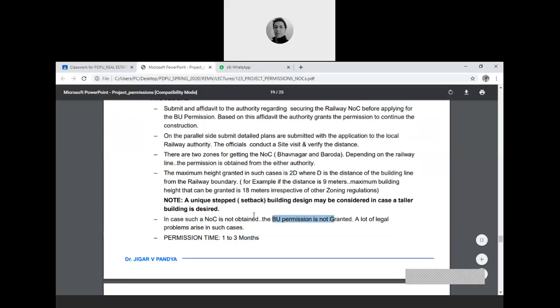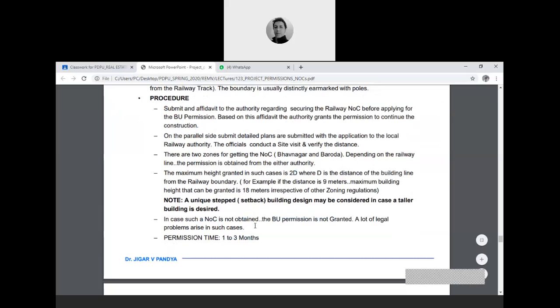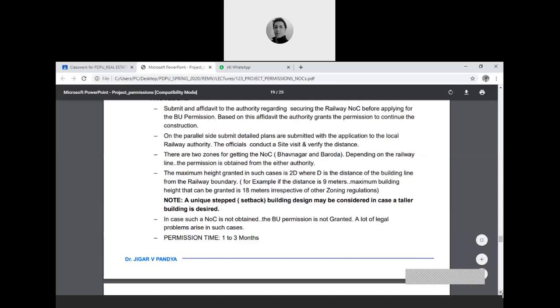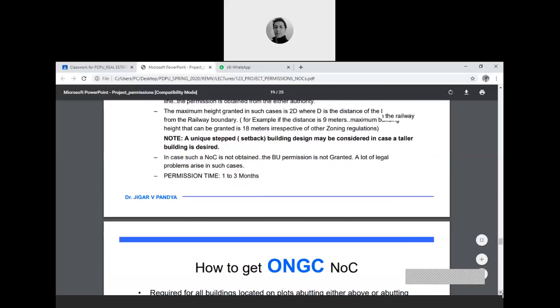Okay. So these are most of the NOCs that you will be obtaining after RERA registration, because most of these NOCs are required for building use permission rather than construction, except for the airport. Okay, so it's crucial to understand that.